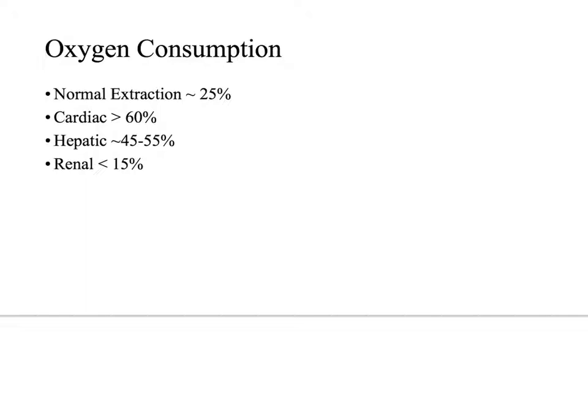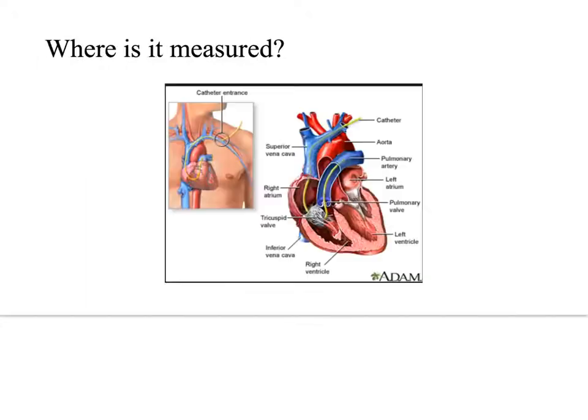Like we just talked about, the normal oxygen extraction to the body is about 25%. However, certain organs take up more oxygen than others. For example, the heart uses 60% of the oxygen that's delivered to it, while the liver uses between 45 and 55% of the delivered oxygen, and the kidneys only use about 15% of the oxygen that they get.